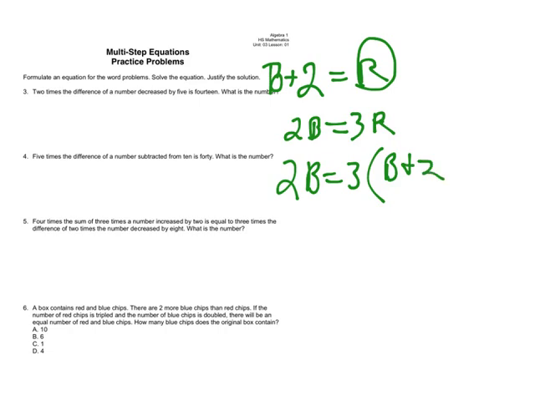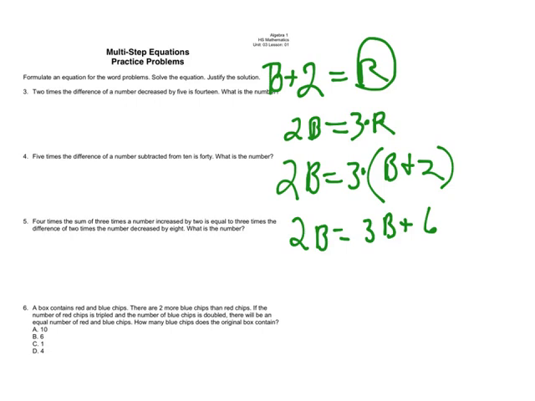Because remember, I'm multiplying here, so I have to be multiplying here. Now I have 2b equals 3b plus 6. Alright? And this isn't looking good for the home team. Let's find out if I did it right. There are 2 more blue chips than the red chips. If the number of red chips is tripled and the number of blue chips is doubled, there will be an equal number of red and blue chips. Well, let's find out.